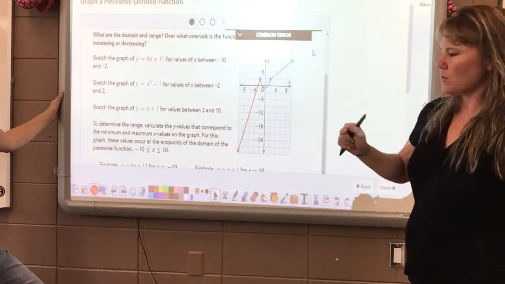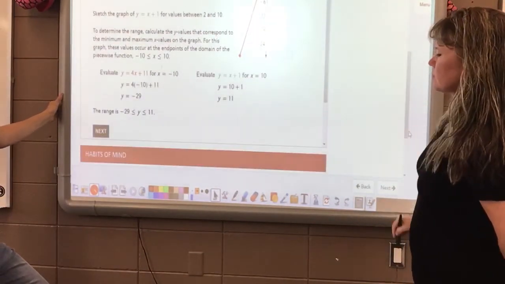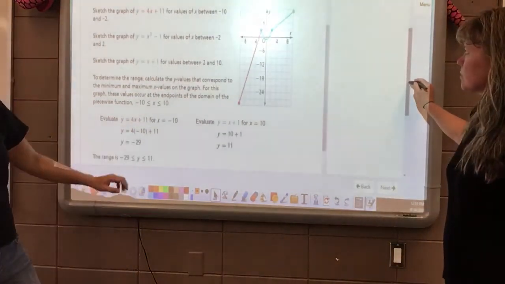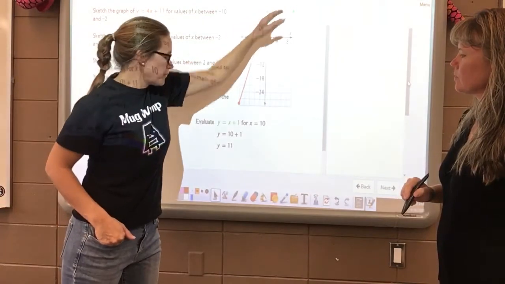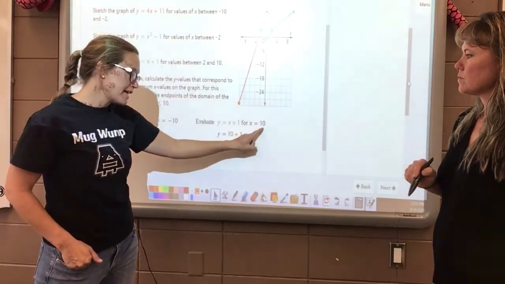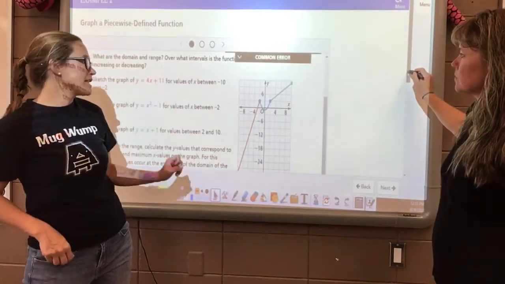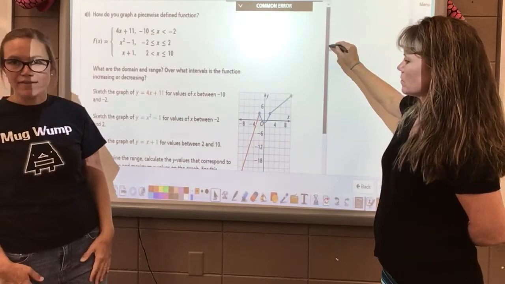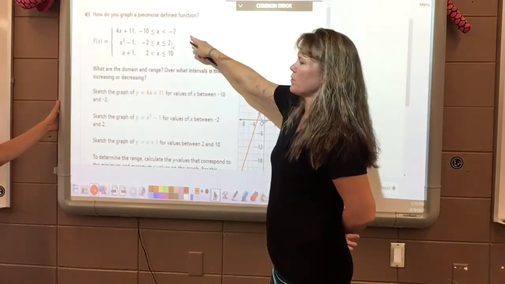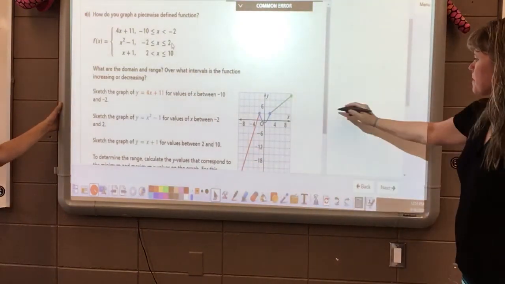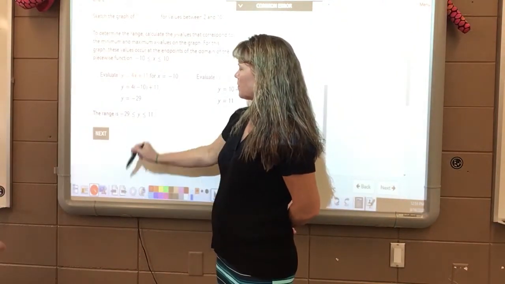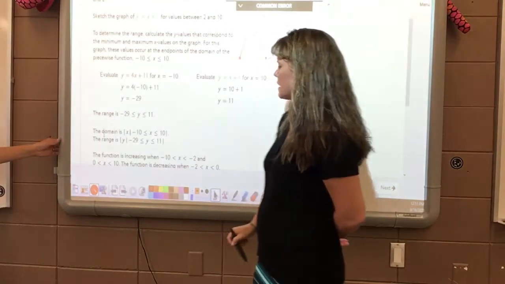But it's just a little tricky notation as well. So we have our minimum at negative 29, that'd be this red point right here, and our maximum y value is going to be this green point, which happens to be 11. Notice how they substituted the highest x value into that last equation in order to get that 11. They plugged it into the appropriate little section where it fit in that domain. So the range is negative 29 to 11, and the domain is negative 10 to 10.